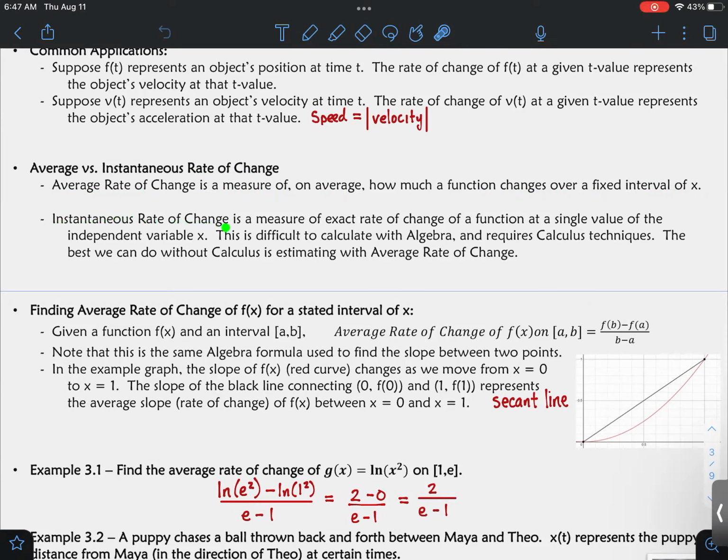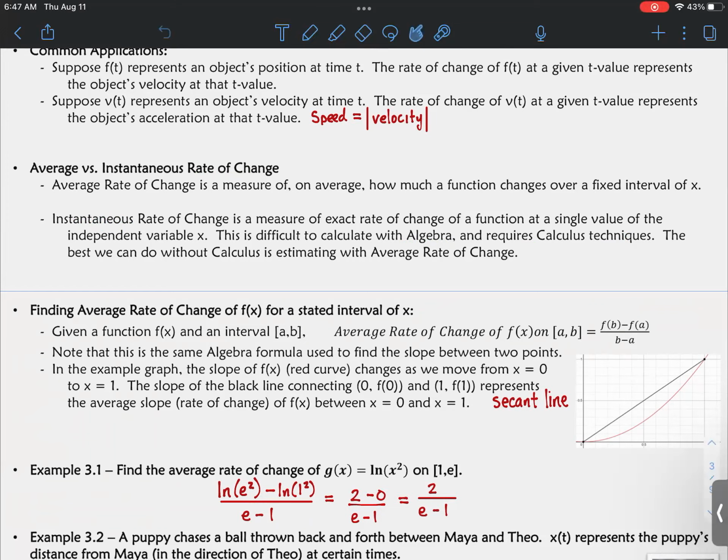Instantaneous rate of change, on the other hand, is trying to measure the exact rate of change at a specific moment in time or at a specific value of x. This is something that's really hard to calculate with algebra techniques, and that's where calculus comes into play. You've seen this before. If we don't have the calculus techniques, the best we can do to estimate an instantaneous rate of change is to use an average rate of change.